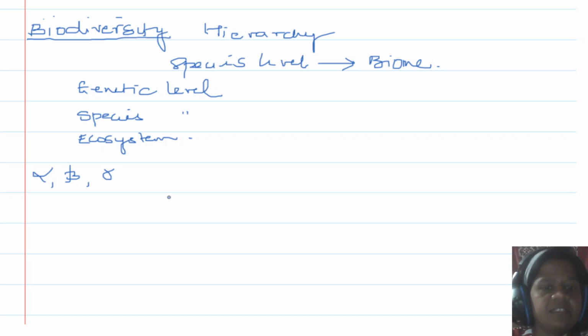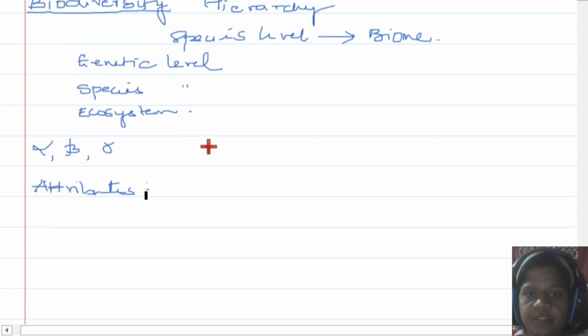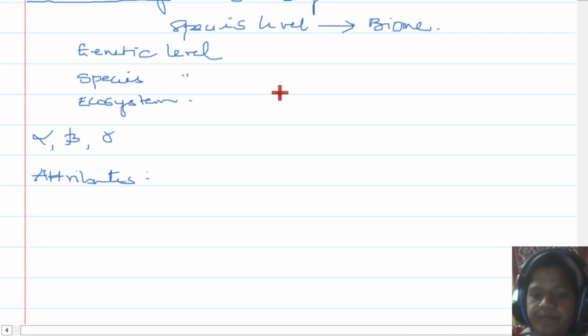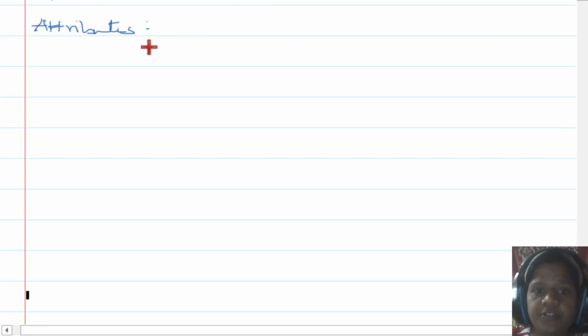The gamma diversity is the sum total of all the species present in all the ecosystems in that particular area, right? So now we know the definition, we know the different levels, we know the measures of biodiversity. Now coming to the attributes of it, right? What are the attributes? There are two main attributes of biodiversity. What are they? One is the latitudinal gradient.